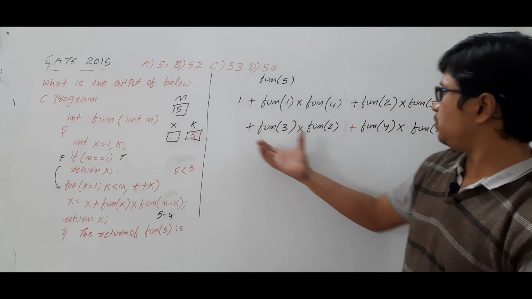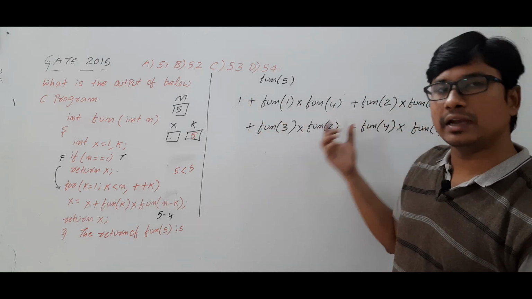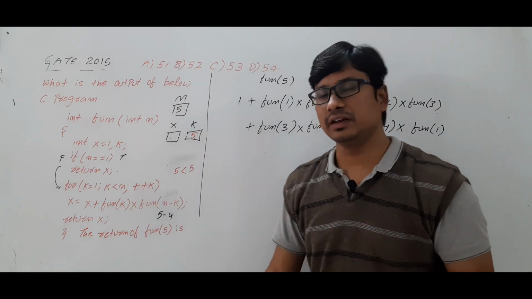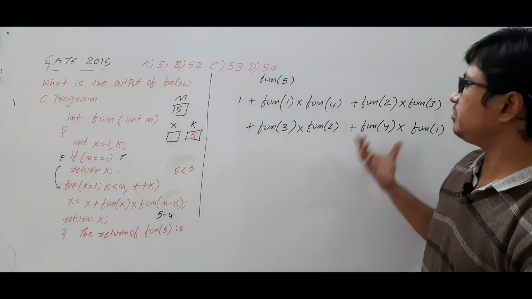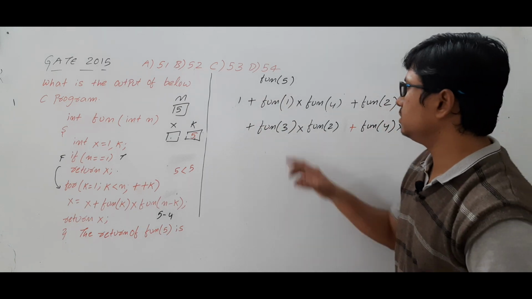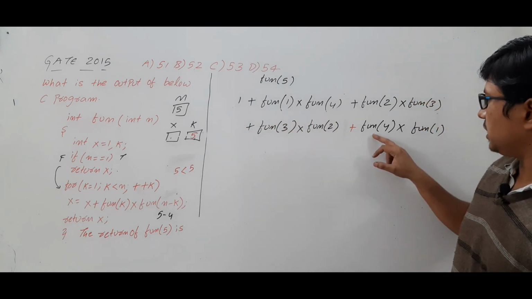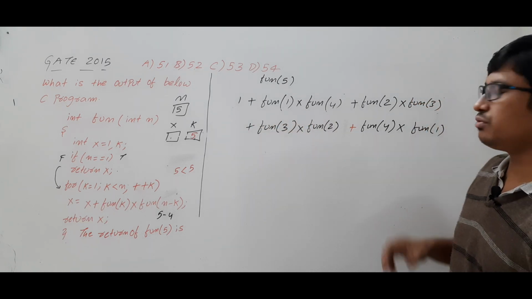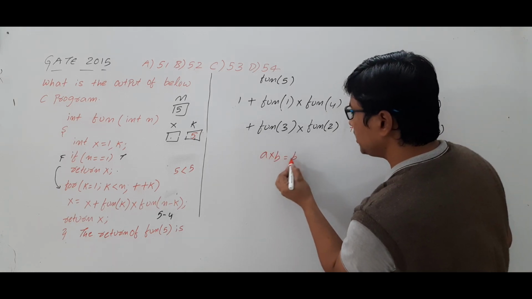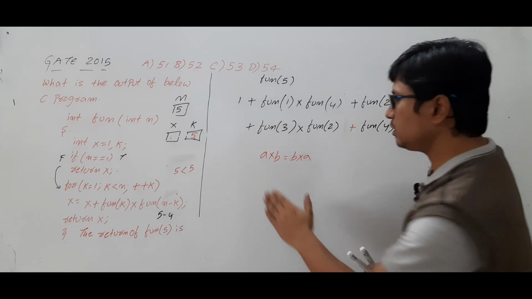But this is the x we have. We need to compute each one and then we can find the final x value. That value we can return. So now let me simplify this expression so that we can easily solve this question. So 1 plus fun 1 into fun 4. If you look here, we have fun 4 into fun 1. Now look, a into b is equal to b into a or not? Yes, a into b is equal to b into a.